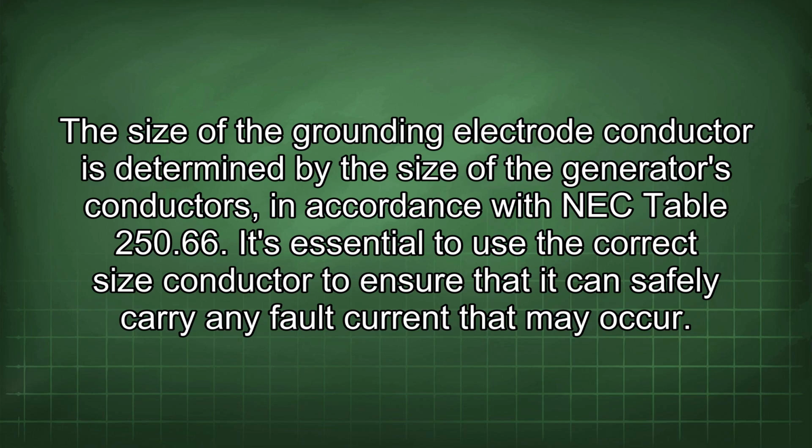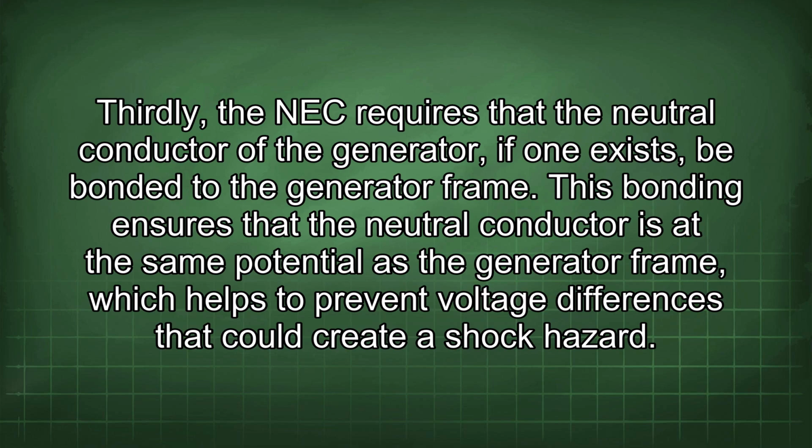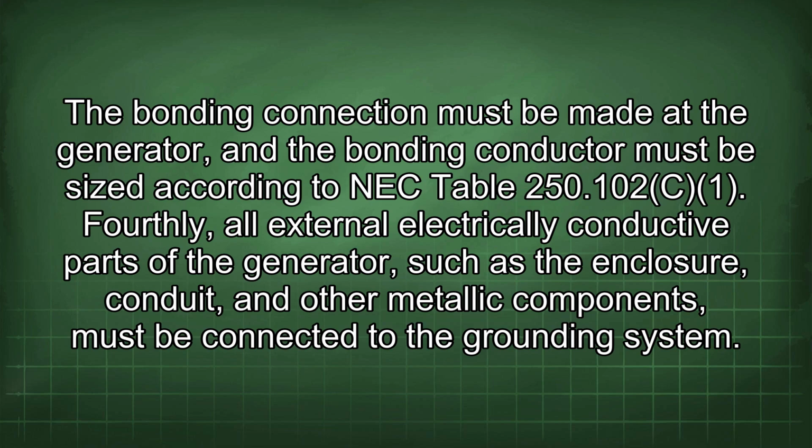may occur. Thirdly, the NEC requires that the neutral conductor of the generator, if one exists, be bonded to the generator frame. This bonding ensures that the neutral conductor is at the same potential as the generator frame, which helps to prevent voltage differences that could create a shock hazard. The bonding connection must be made at the generator, and the bonding conductor must be sized according to NEC Table 250.102(C)(1).